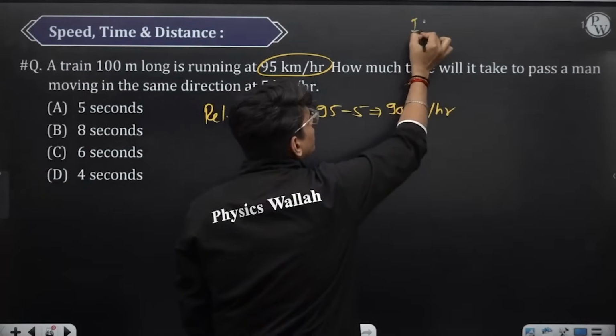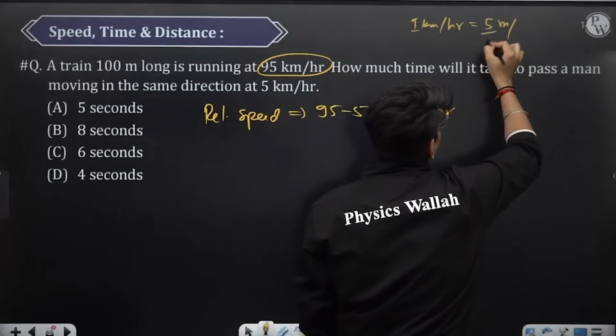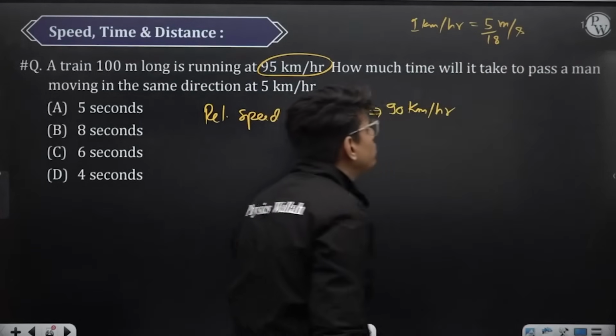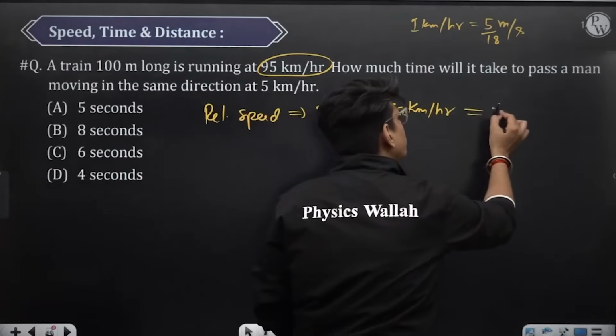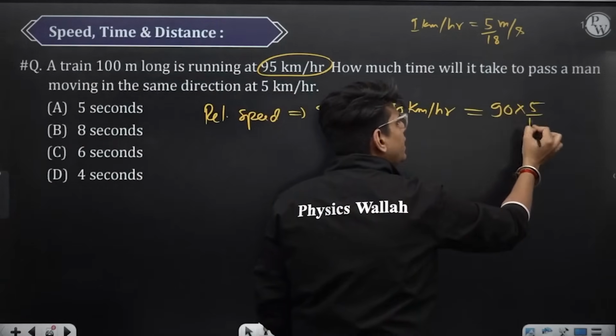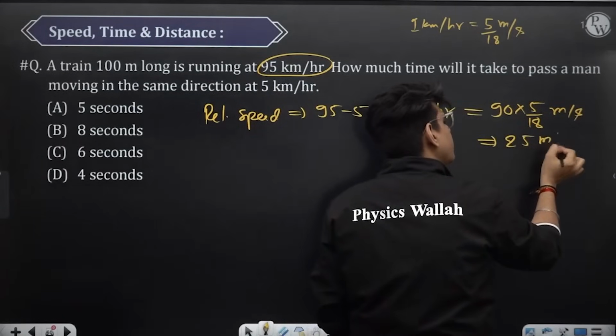Now 1 kilometer per hour is nothing but 5 by 18 meter per second. Why do this? Because the length of the train is given in meters. So let's convert this to 5 by 18 meter per second. So this is nothing but 25 meter per second.